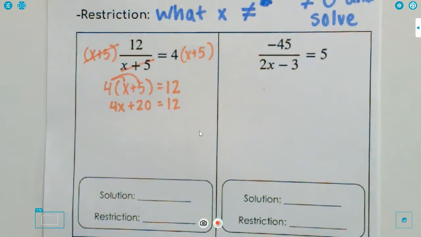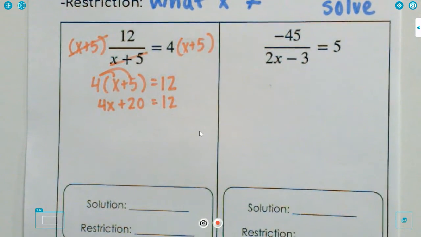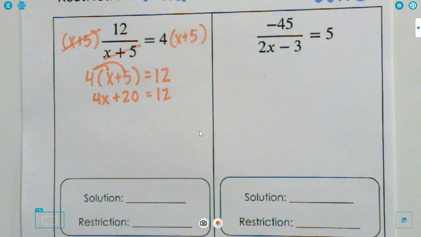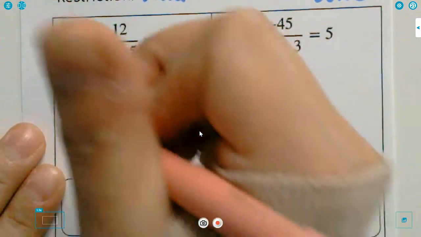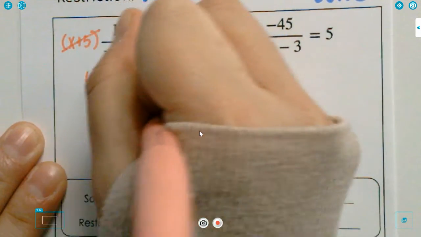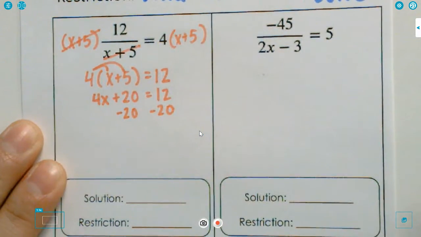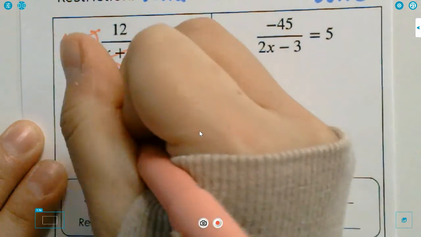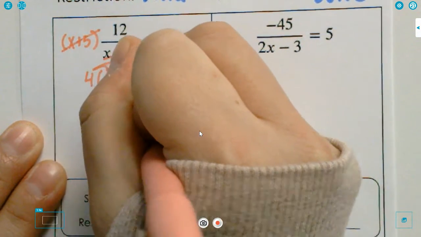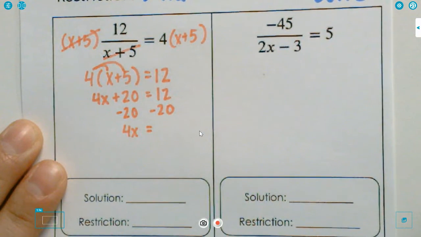Then from there, I need to get rid of that plus 20. So I'm going to subtract 20 from both sides. I've got 4x on the left. And I've got 12 minus 20, which is negative 8.